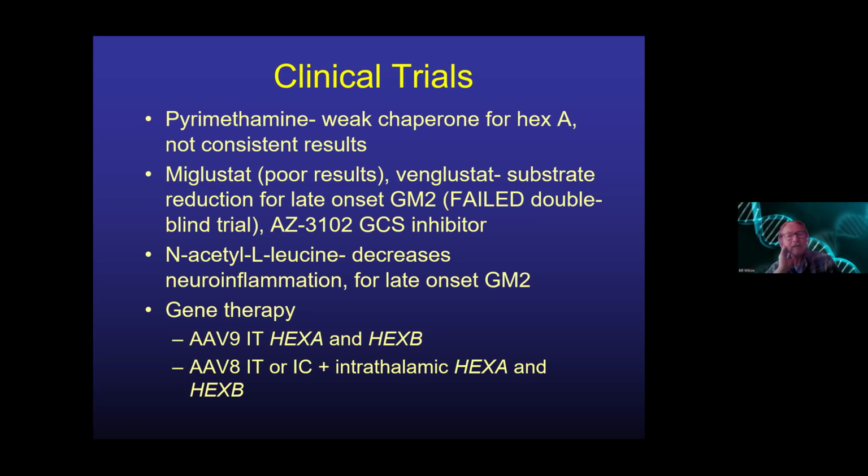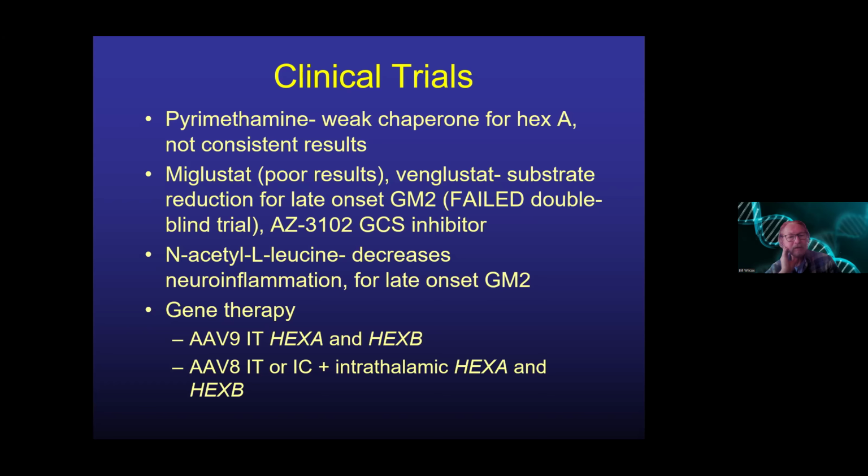There's another inhibitor of synthesis that's a little broader, that's proposed for clinical trials, and I don't know the status of that one, that AZ3102. N-acetyl-L-leucine decreases neuroinflammation, and it's been used for late onset GM2. And the early results look okay from like a phase 2 study, but they'll have to study more patients in a blinded way to know for sure.